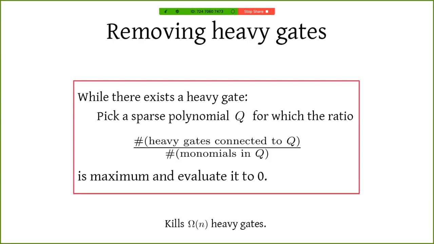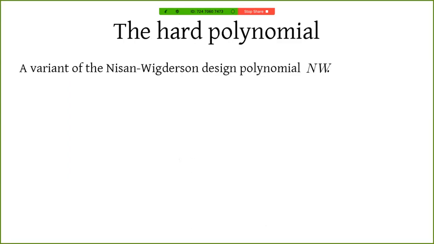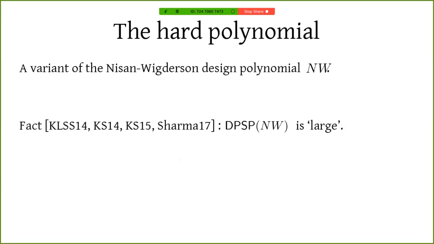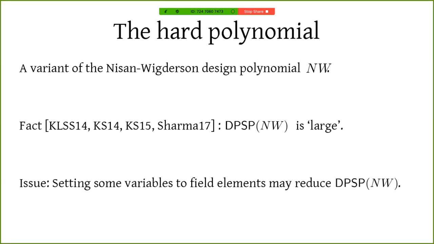Now let me talk about the hard polynomial. Our hard polynomial is a variant of the Nisan-Wigderson design polynomial, denoted NW. The reason we use the Nisan-Wigderson design polynomial is because previous works have shown that PPSP of Nisan-Wigderson is large. So if we can use Nisan-Wigderson as our polynomial, we have a large lower bound and we are done. However, since we are setting some variables to field elements, we might damage a Nisan-Wigderson polynomial, and this might reduce the PPSP measure of the polynomial.